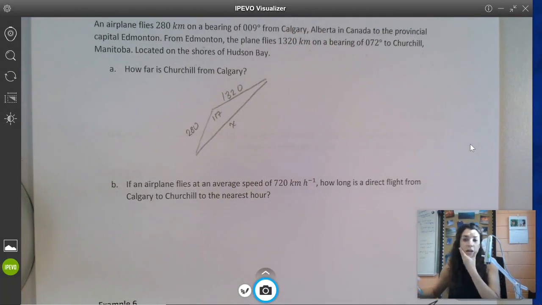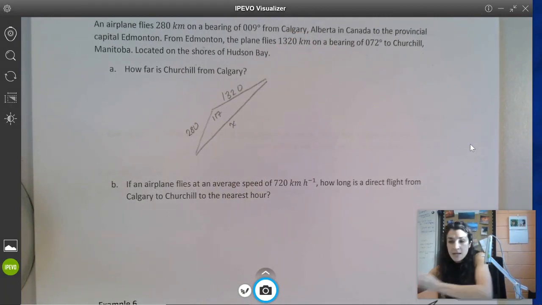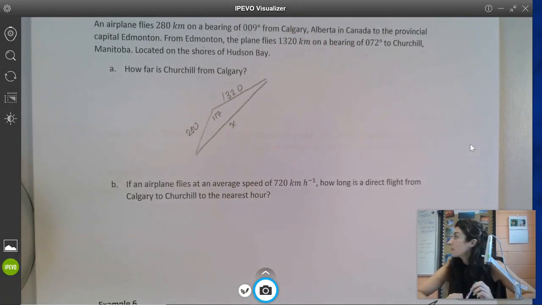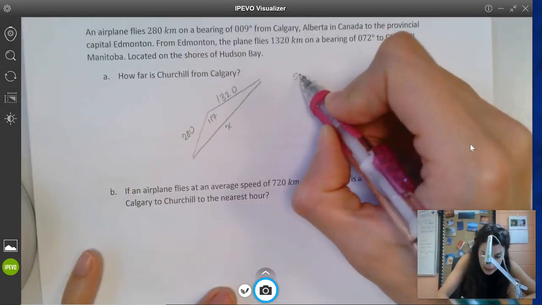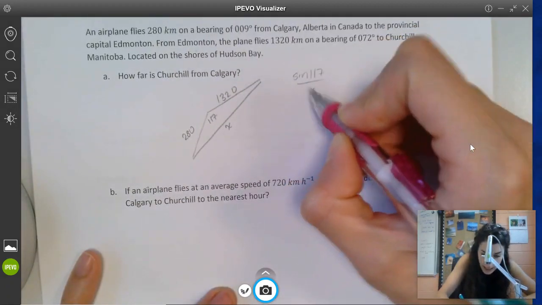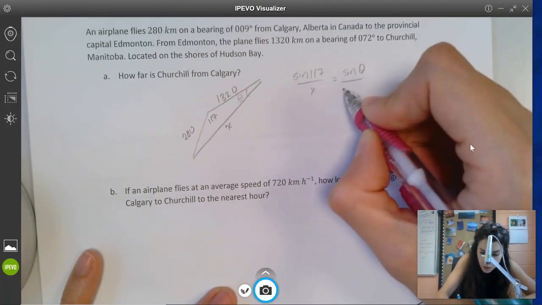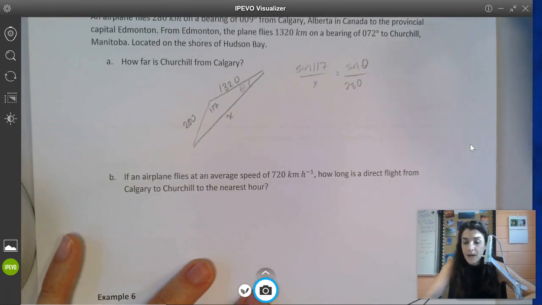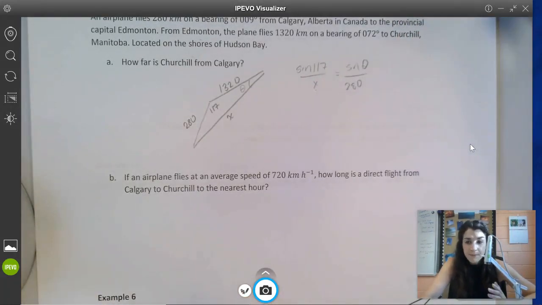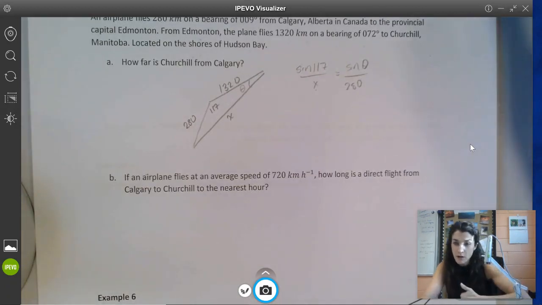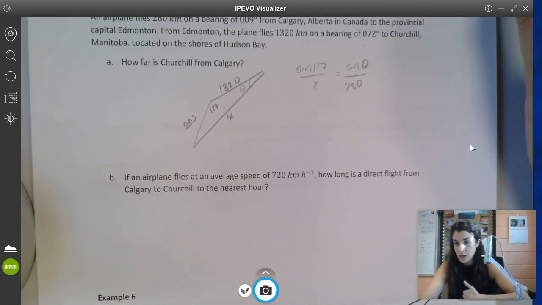When to use law of sines and when to use law of cosines. The main thing I'm going to tell you with that is just try something. Try law of sines. If I did law of sines here, it would be sine of 117 over x. And then, okay, I don't know that angle, so I'll label it theta, equals sine of theta over 280. Oh, I've got a variable and a variable. So I can't solve for that because there's too many variables. I want to only have one variable. So if I set up a relationship and it has too many variables, I use the wrong law.